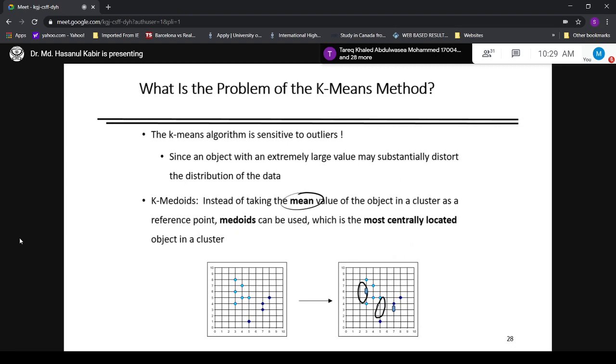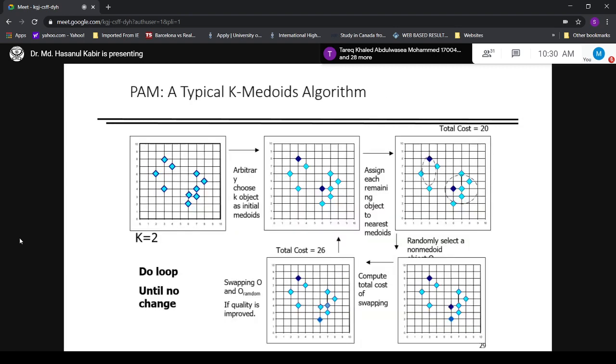Okay, let's move to this next slide. Let's say at the very beginning we will arbitrarily choose k number of samples, but now the center has to be one of the members, right?